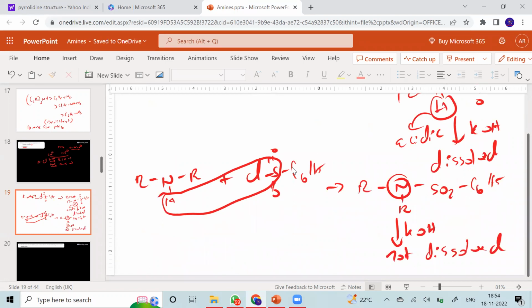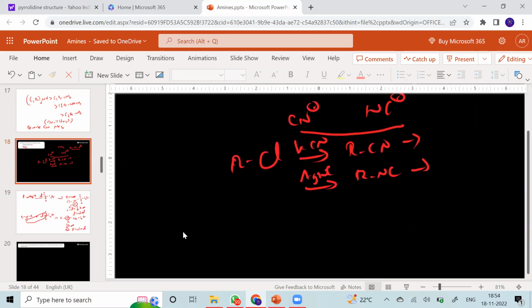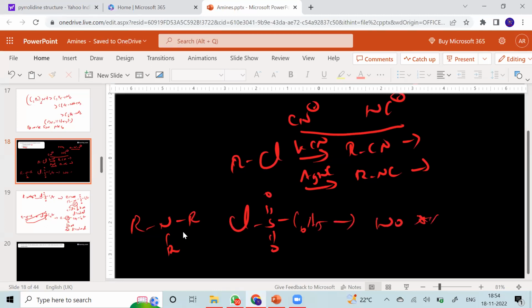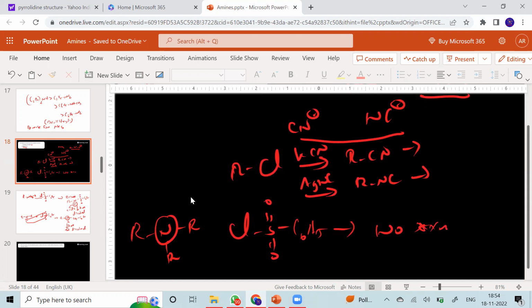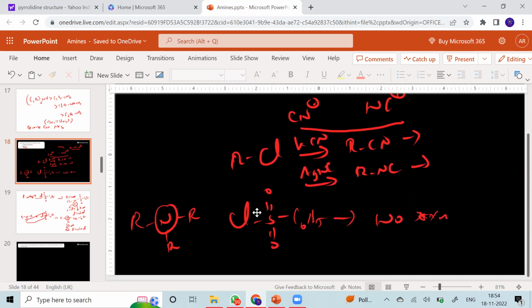Whereas if we take tertiary amines, what is going to happen? If you take R3N and react it with Cl-S(=O)-C6H5, no reaction would happen. Why? Because there is no hydrogen atom here, first of all. This is how you use the Hinsberg test, for distinguishing between primary, secondary, and tertiary amines. Tertiary amines will not even react. You're seeing it, no reaction is happening.